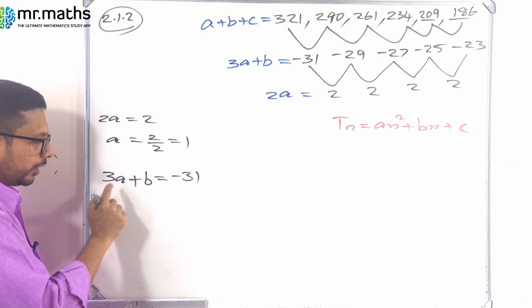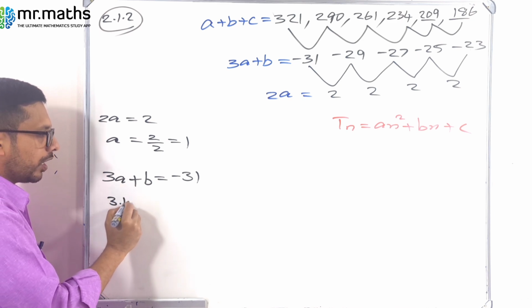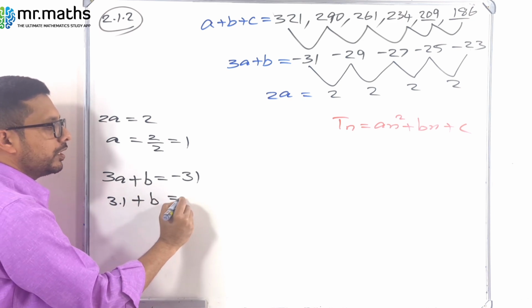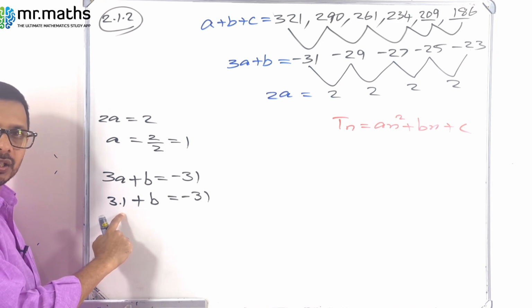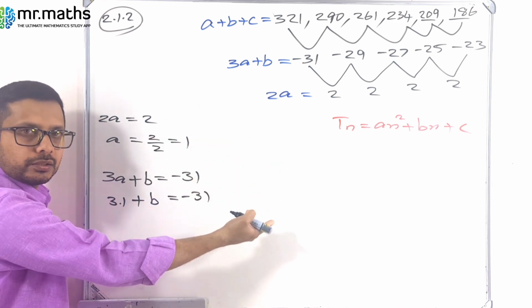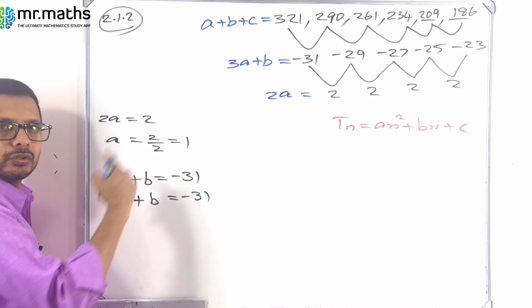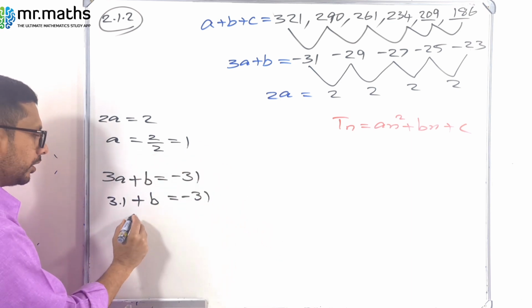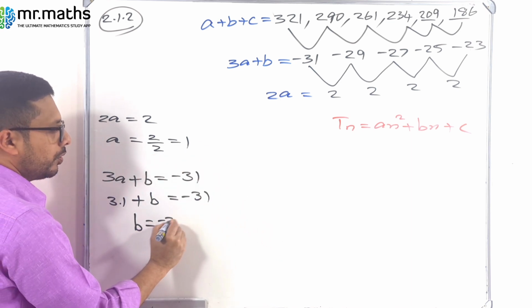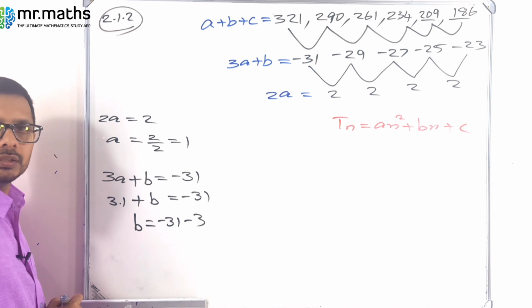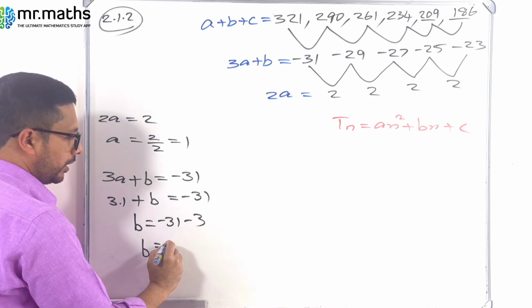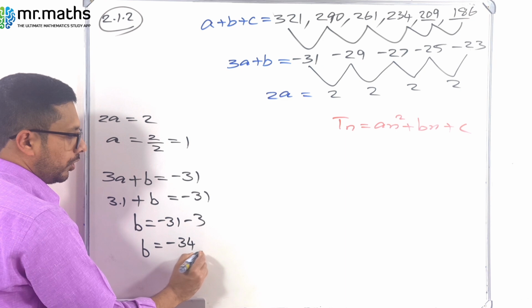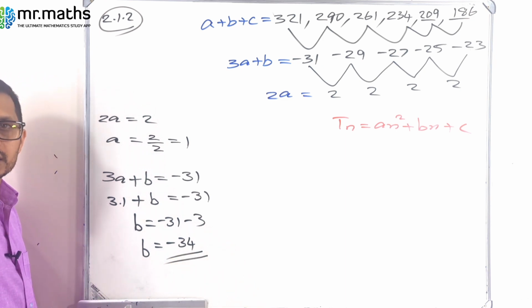We can substitute here. So it is 3 times 1 plus b is equal to minus 31. What is 3 times 1? 3. Take that 3 to the other side. So here it is positive 3, so on the other side it is negative 3. So b is equal to minus 31 minus 3. So what is b? Minus 31 minus 3 is minus 34. So the value of b is minus 34.